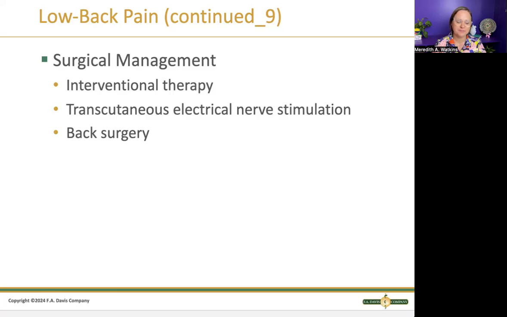sensation in the muscle. And then, of course, there are spinal surgeries that are indicated if the patient has severe degeneration and immobility. But there are risks with spinal surgery, so sometimes patients try to manage these things without surgery and use surgery as a last resort.